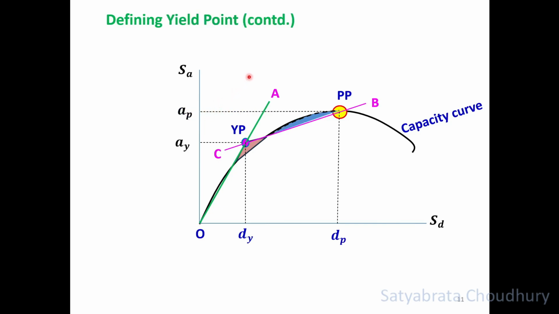We have taken another slide where we have already shown the target point or the selected target point PP, and we have got the yield point by the process we have discussed just now. So we have dy and ay at the yield point and dp and ap at the performance point. So these are the points, yield point and performance point, shown by the displacement and acceleration values.